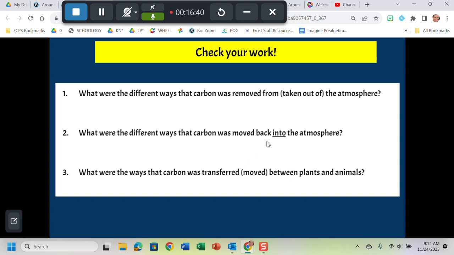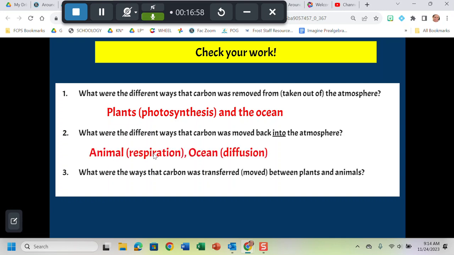So now you can check your work here. Plants do photosynthesis, right? So we can move carbon out of the atmosphere through photosynthesis and also into the ocean from diffusion. What were the different ways that carbon was moved back into the atmosphere? That would be cellular respiration, done by animals or even by plants. And then again, with the ocean, there can be diffusion. And what are the ways that carbon was transferred or moved between plants and animals?